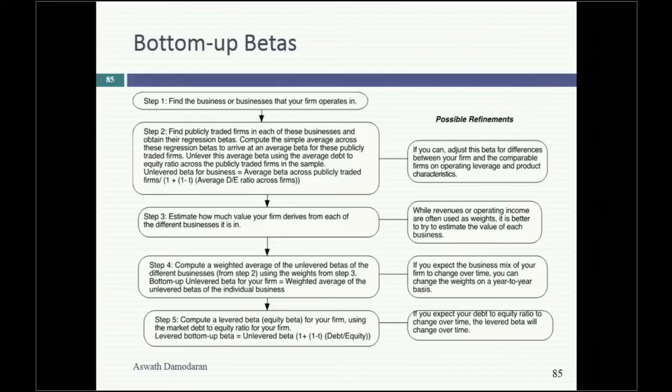Yes? So the 1 minus t, that's there because interest is tax deductible. Exactly. But say the U.S. lowers corporate tax rates, so that means the unlevered betas that you calculate for all your businesses will be lower. I don't understand the intuition. Why would that happen?